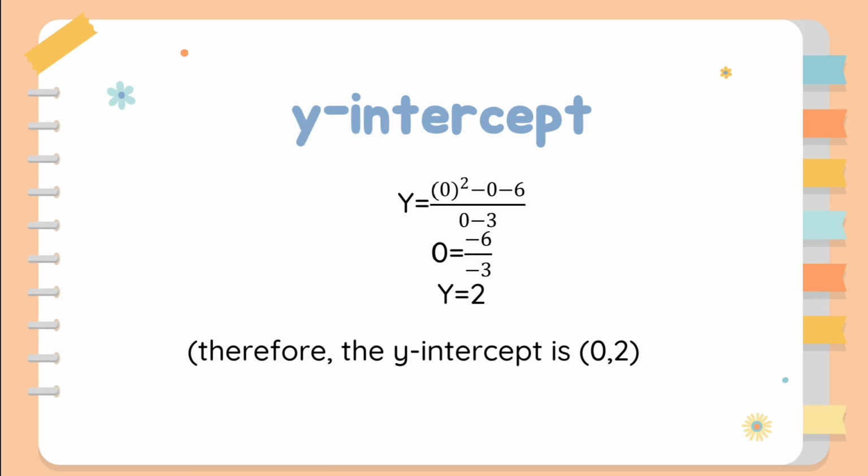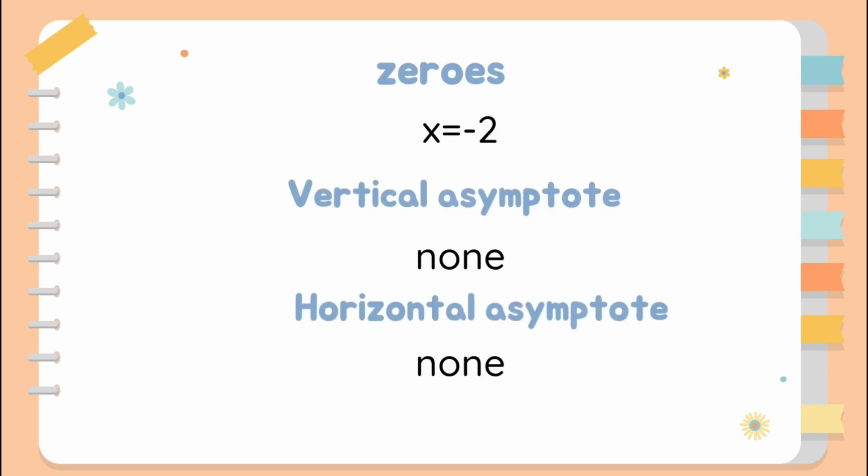Y-intercept: y equals 0 squared minus 0 minus 6 over 0 minus 3. Y equals negative 6 over negative 3, which is y equals 2. Therefore, the y-intercept is 0, 2. Zero is x equals negative 2. Vertical asymptotes: none. Horizontal asymptotes: also none.